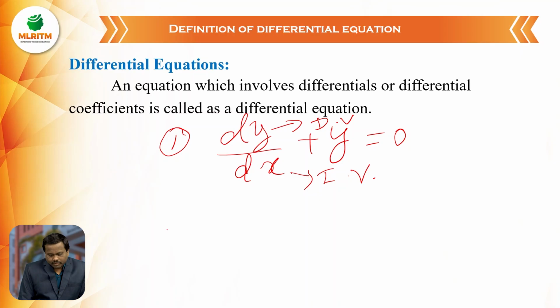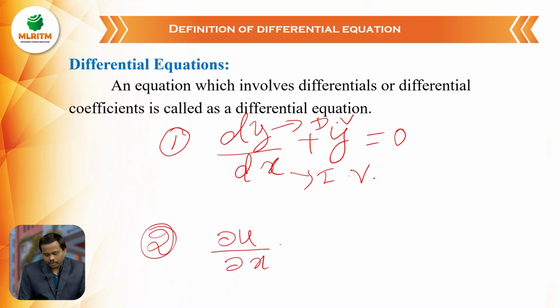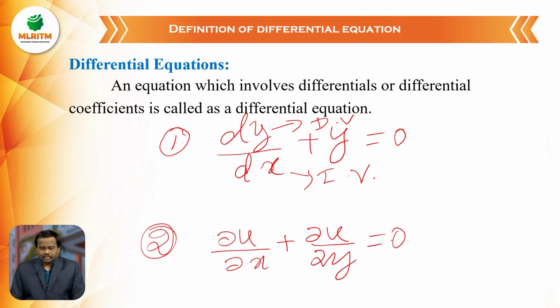One more example of a differential equation: ∂u/∂x + ∂u/∂y = 0. Here u is the dependent variable whereas x and y are independent variables. So this is just the definition of a differential equation.